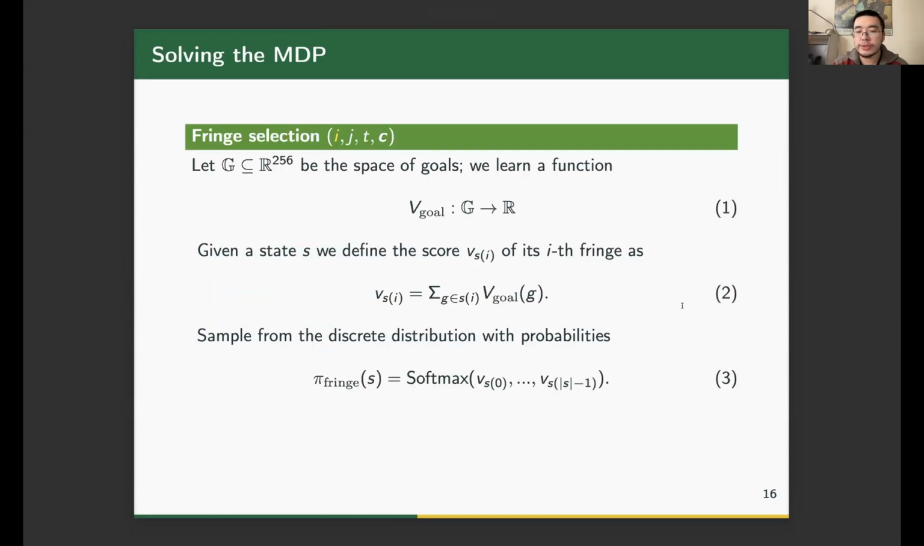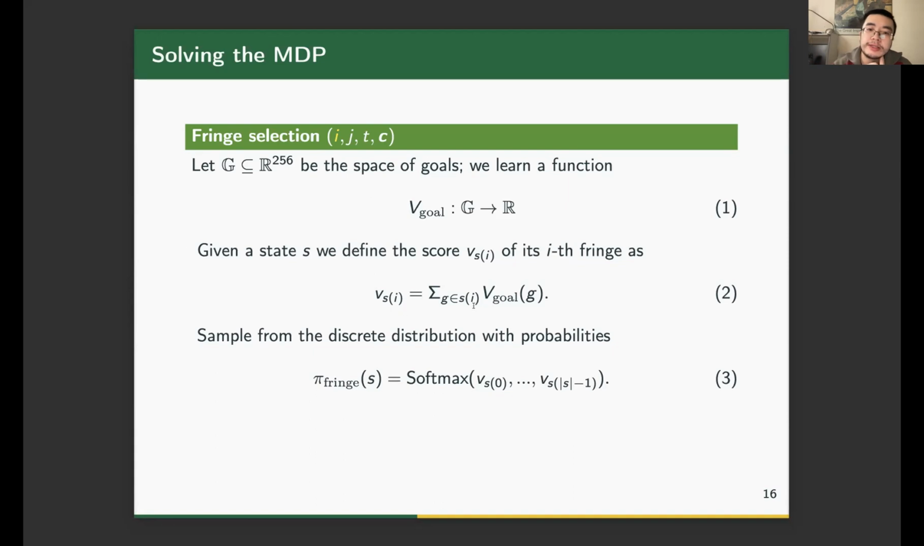The first thing we need to do is perform fringe selection. Given a state, we need to select one particular fringe in that state so that we can go further, right? So what we do here is develop a neural network. You can think of it just as a function that takes a goal, which is a 256-dimensional vector, and returns a real number. You can think of this as the score of that goal. The idea here is that a fringe is essentially just a set of goals. To assign a score to a fringe, we just need to assign a score to each goal in that fringe, and then we can sum them up to represent the score of that fringe.